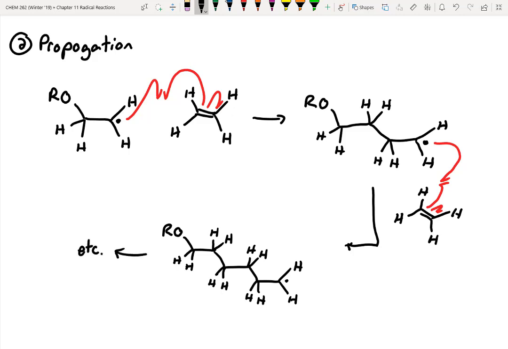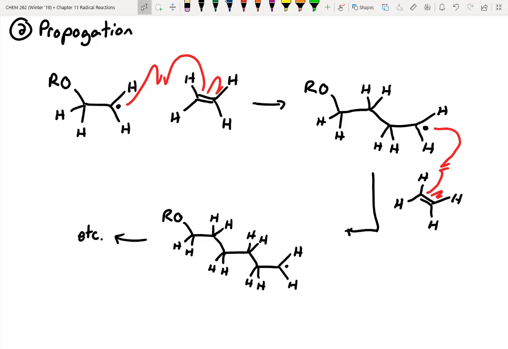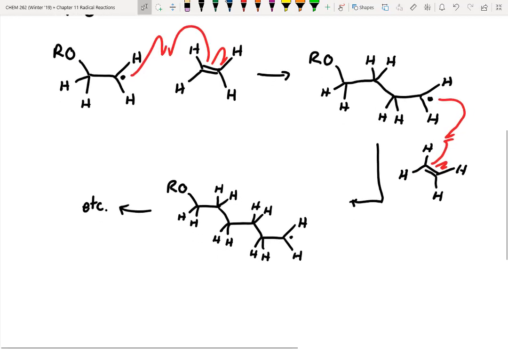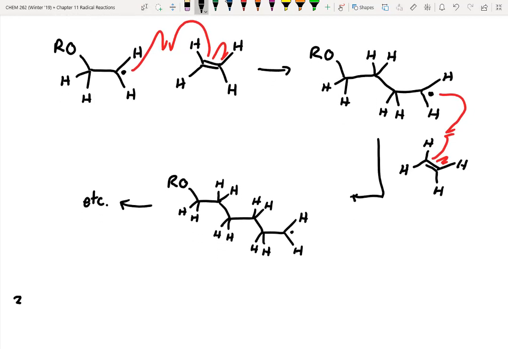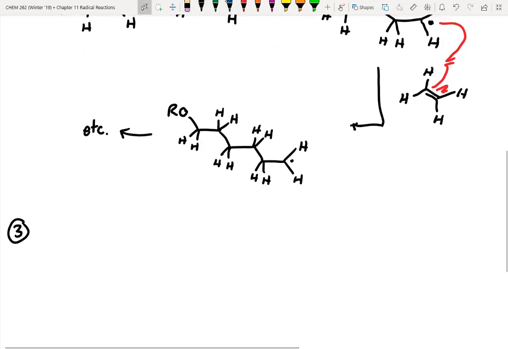So really this propagation step is very important, but every time we do that addition to a pi bond, we gain 2 additional carbons, right? So we're not going to have an odd number of carbons in this situation. All right? So you can do this until you run out of a monomer or until you quench the reaction with some sort of radical inhibitor. And then after that, you need to account for your termination. So if you remember, your termination step just means that you're getting rid of your radical.